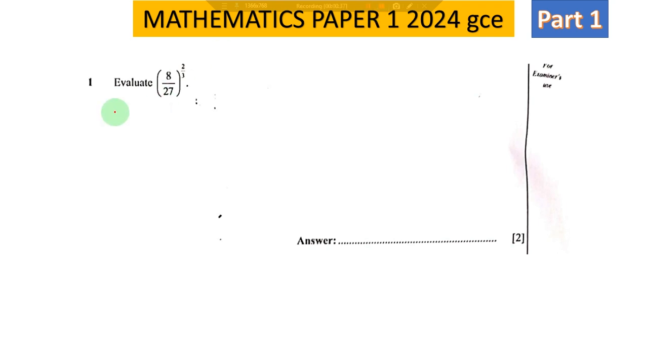Okay, so the first question says evaluate, in brackets, 8 over 27 to the power 2 over 3. The power is also in fraction form. How do we handle this question? Very simple. You should know that if your power is in fraction form, it simply means the denominator of the power represents the root value. In this case, the denominator is 3, meaning the value of our root is 3, so it's a cube root.